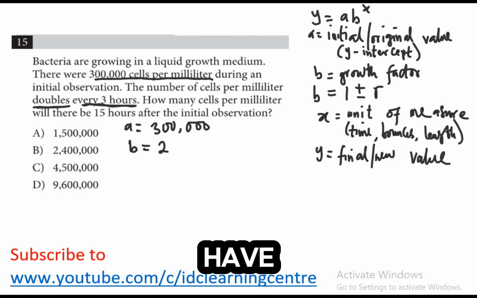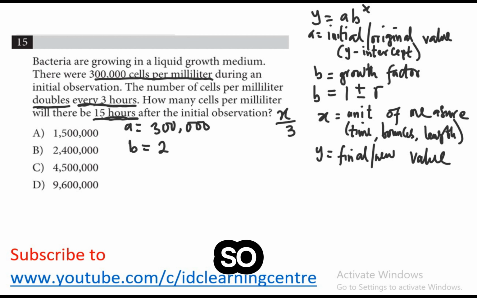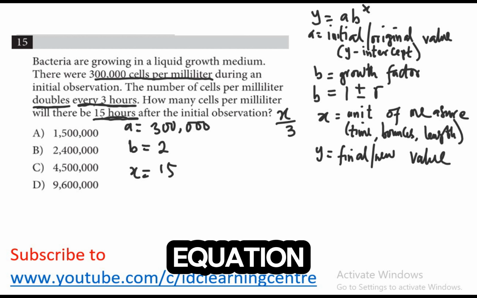Whenever you have a period, every periodic time, you divide the value of x by that period. So in this case, we're going to have x over 3. Instead of putting b raised to the power of x, we'll use x over 3. Is that clear? All right, then the question is asking us to get the new value, or the final value, after 15 hours of observation. So the x here is 15.